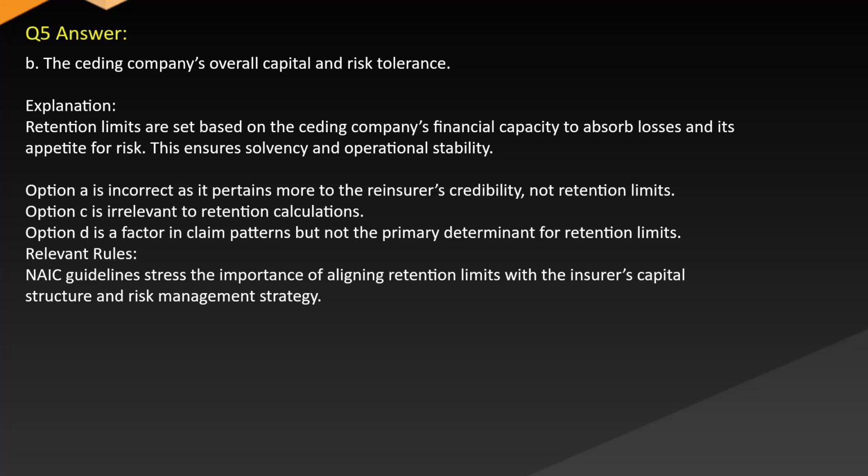Option C is irrelevant to retention calculations. Option D is a factor in claim patterns but not the primary determinant for retention limits. Relevant rules. NAIC guidelines stress the importance of aligning retention limits with the insurer's capital structure and risk management strategy.